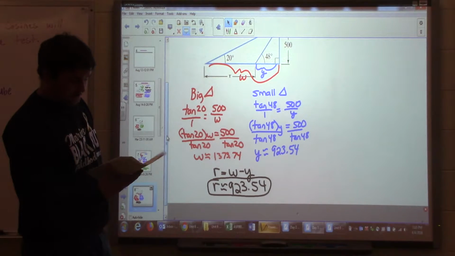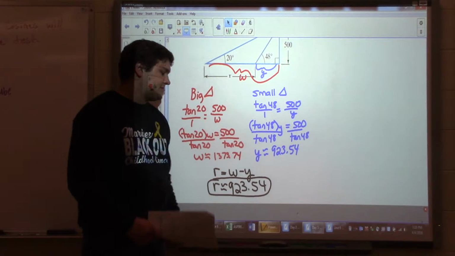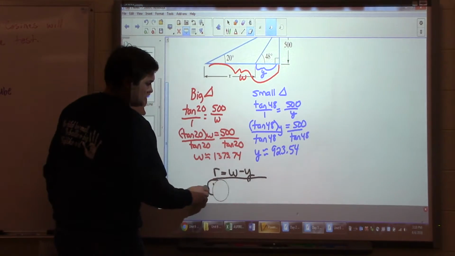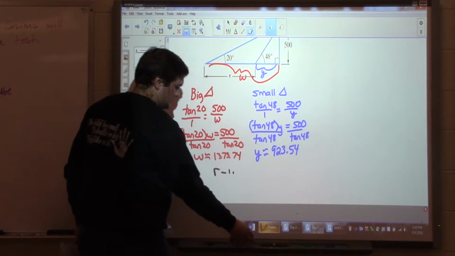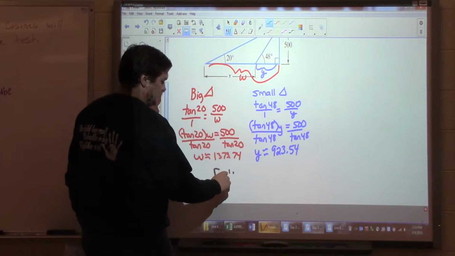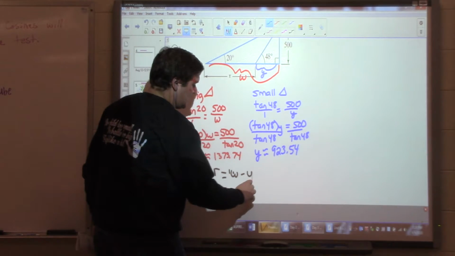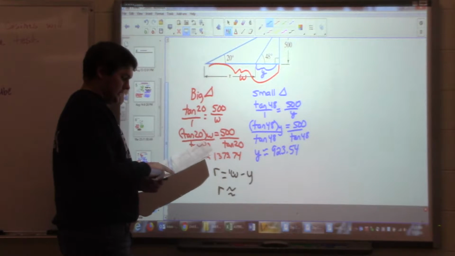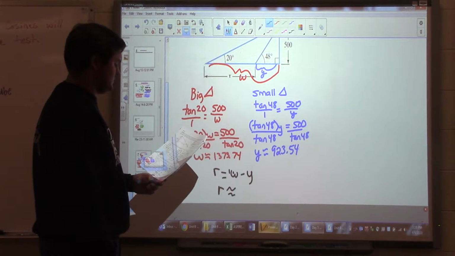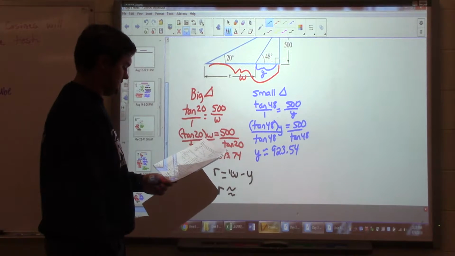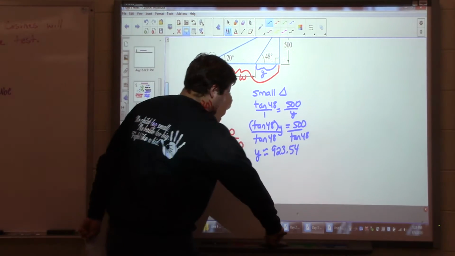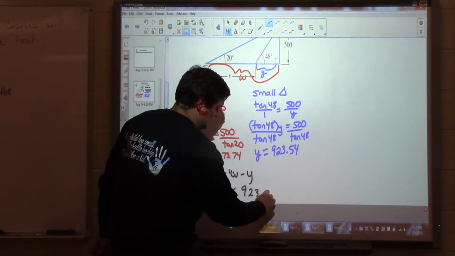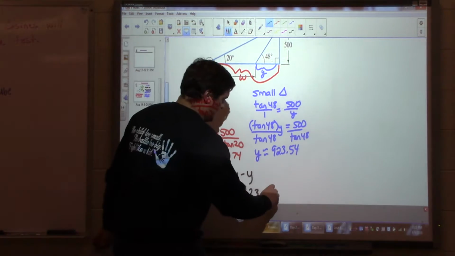So, R, we're looking for R this time. R is approximately 923.54. That's not correct. That would be what Y is equal to. So, R equals W minus Y. R is approximately, what do we get? Hold on. Our Y value is not right. That's what it is. R is approximately 923.45, or excuse me, 0.54.